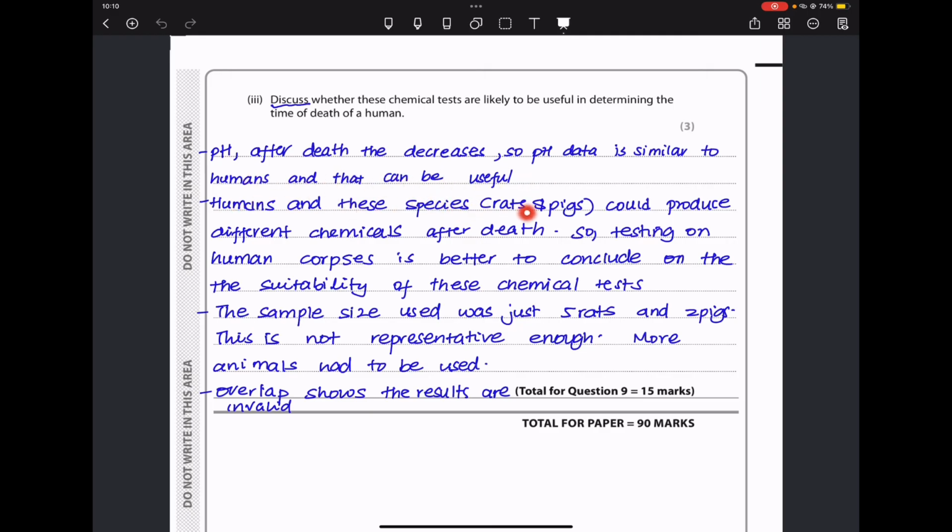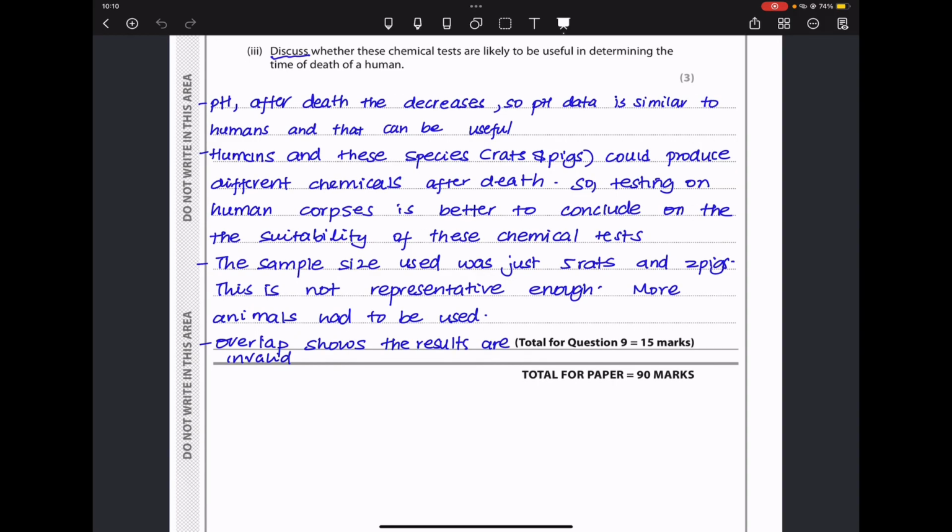Humans and these species, the rats as well as pigs, could produce different chemicals after death. So this could be misleading. If the rats and pigs produce some chemicals, the humans could produce different ones. So testing on human corpses is better to conclude on the suitability of these chemicals. Like I said already, the sample size is just 5 rats and 2 pigs. This is not representative enough. They need to use more animals, and there is a lot of overlap, so the results are not valid, and therefore this may not be useful in humans.